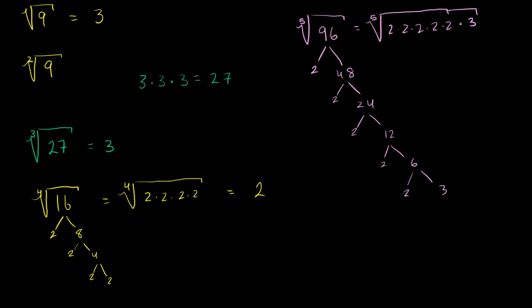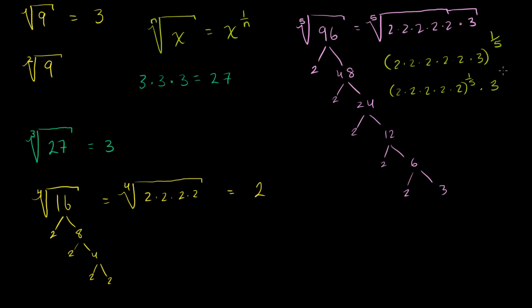Or another way you could view it is as a fractional power. We've talked about that already. This is the same thing as 2 times 2 times 2 times 2 times 2 times 3 to the 1/5 power. Let me make this clear. Having an nth root of some number is equivalent to taking that number to the 1 over n power. These are equivalent statements right here. So if you're taking this to the 1/5 power, this is the same thing as taking 2 times 2 times 2 times 2 times 2 to the 1/5 times 3 to the 1/5.